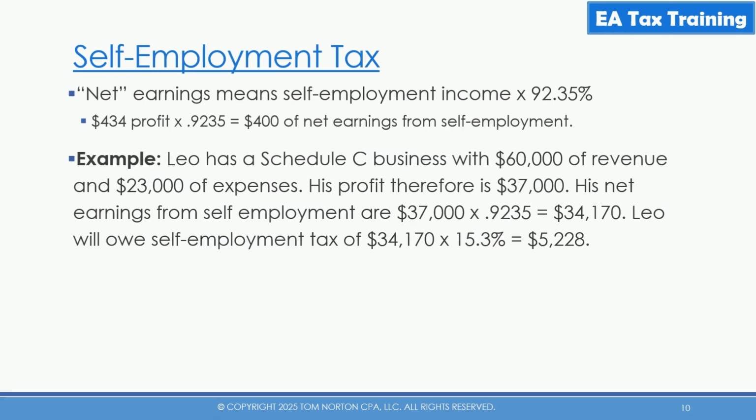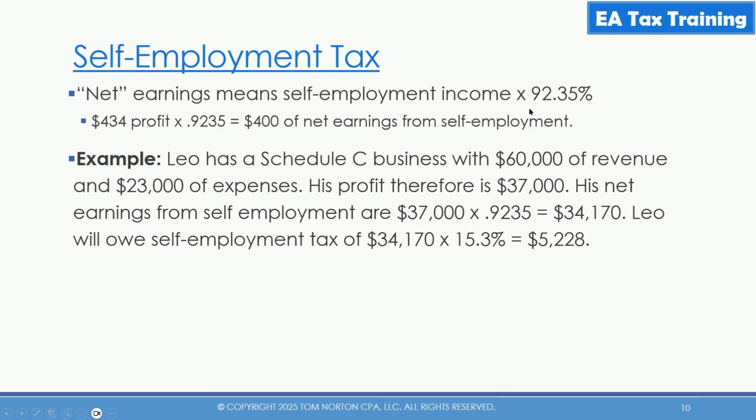A reminder of how the calculation is done: net earnings from self-employment means self-employment income times 92.35%. So, for example, Leo has a Schedule C business with $60,000 of revenue and $23,000 of expenses. His profit is $37,000. His net earnings from self-employment are that $37,000 times 0.9235, which equals $34,170. So Leo owes self-employment tax on that. 15.3% of that amount is $5,228.